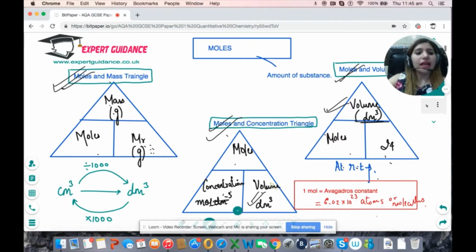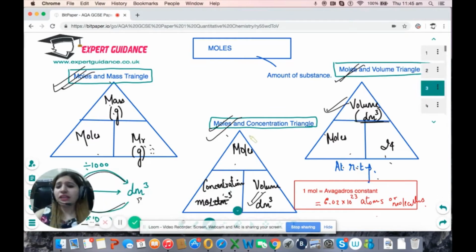Okay, now in most of the cases they give you the volumes in centimeter cube. You must have seen in many questions in your textbook. So you should know how to convert the centimeter cube to decimeter cube. So centimeter cube is converted to decimeter cube by dividing it by 1000, and decimeter cube can be converted into centimeter cube by multiplying by 1000. Okay, so they can give you any volumes, any masses, any concentration, and can ask you to find the moles. So these triangles will be very helpful.